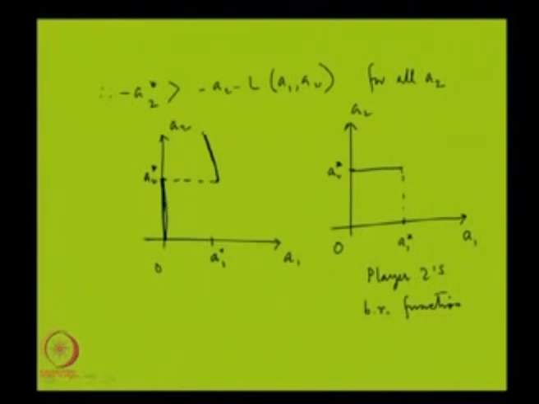Now, if I combine this with this, remember this point is not included, this point is included. If I combine this with this, the only Nash equilibrium, the unique Nash equilibrium is at A1 star and A2 star, because this is the point where the functions are meeting. Otherwise, there is no meeting point, because this point is not included here. However, this point is included here. After this, it can take any shape, I am not concerned. So, we have proved the uniqueness and the fact that A1 star and A2 star is a Nash equilibrium.